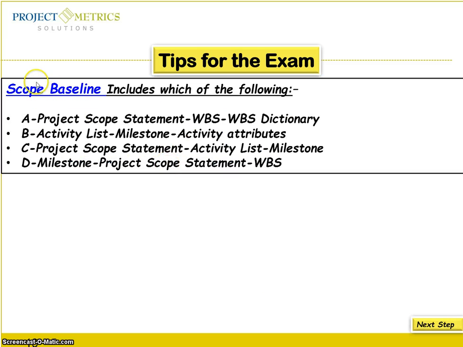Another thing here, the scope baseline includes which of the following? You have project scope statement plus work breakdown structure plus the dictionary, or it is activity list, milestone, activity attributes, or it is project scope statement, activity list, milestone, or it is milestone, project scope statement, and work breakdown structures. Please, if you did not get the question right, then I advise you to start all over again.